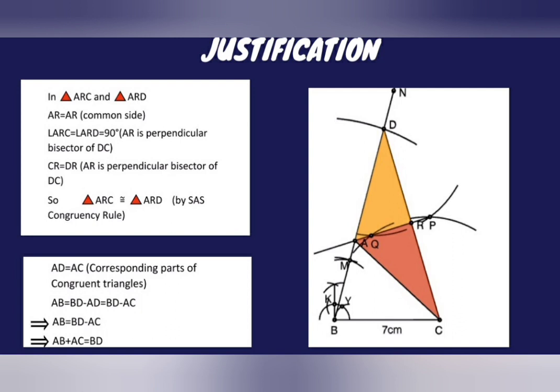And if this is so, if the two triangles are congruent, we can say that AC is equal to AD by CPCT, that is corresponding parts of congruent triangles are equal. Now let us just justify our construction, the steps that we have followed. From the figure we can see that AB is nothing but BD minus AD, and since AD is equal to AC, I can say AB is BD minus AC. Or in other words, it implies that AB plus AC is equal to BD.